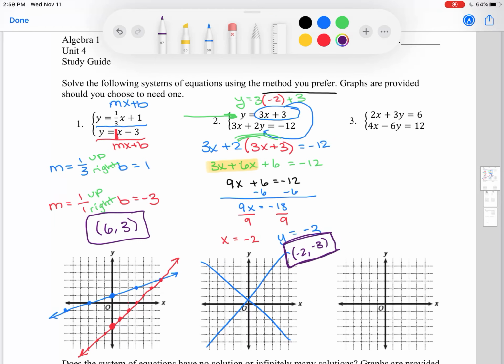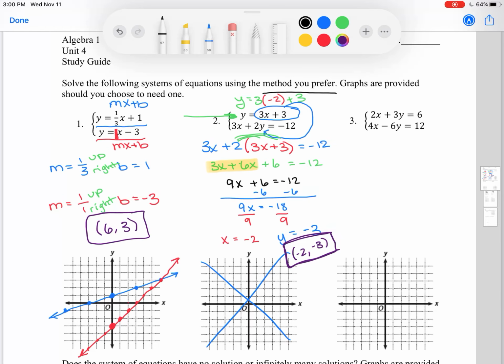And by doing that, I now know my x, I know my y, so I can submit my final answer as negative 2, comma, negative 3. And I didn't need a graph for that one. Of course, if you like the graphing method, you should have the same exact answer at the end. Negative 2, comma, negative 3. All right.